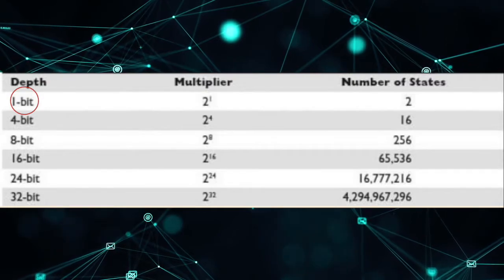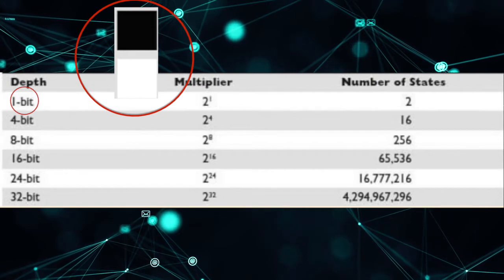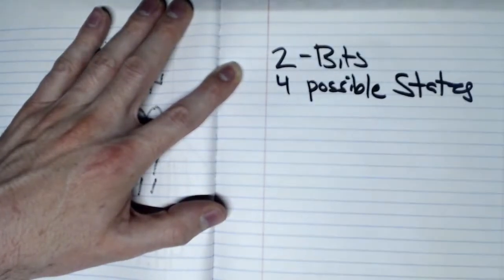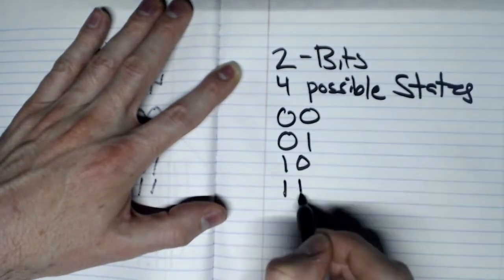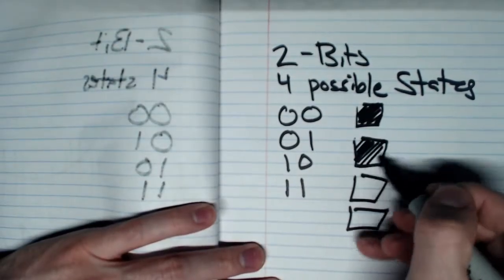If you have one bit, whose value can be 0 or 1, you can describe the signal as being only on or off, 2 states. If you have 2 bits, you have 4 possible states: 0 0, 0 1, 1 0, or 1 1, in which to describe the signal.